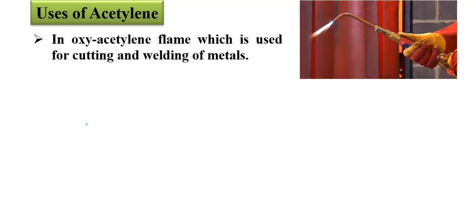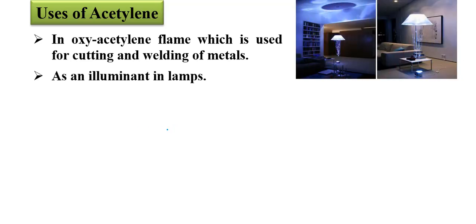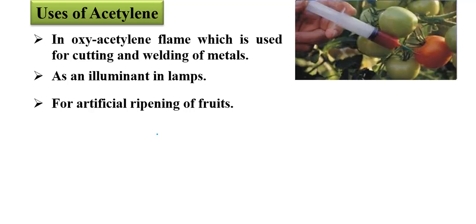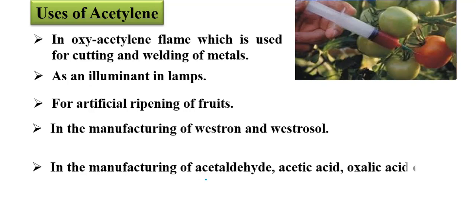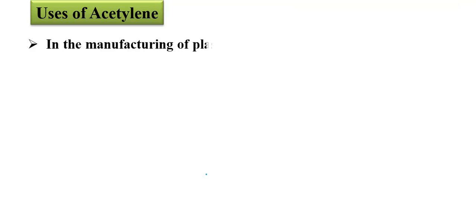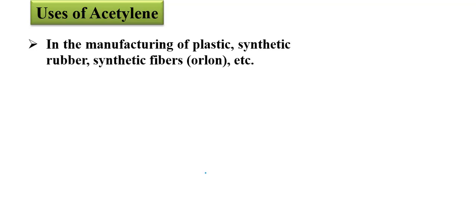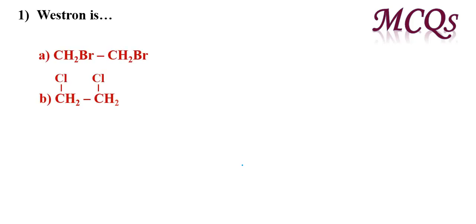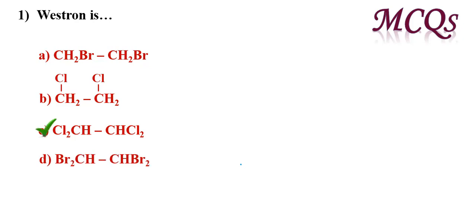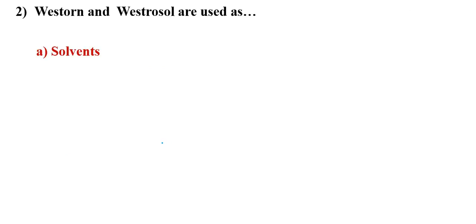Uses of acetylene. It is used in oxyacetylene flame, which is used for cutting and welding of metals, and for illumination in lamps, for artificial ripening of fruits, in the manufacturing of Westron and Westrosol, in the manufacturing of acetaldehyde, acetic acid, oxalic acid, and in the manufacturing of plastic, synthetic rubber, synthetic fibers, Orlon, etc. You can see the chemical formula. 1,1,2,2-tetrachloroethane is known as Westron. Westron and Westrosol are used as solvents.